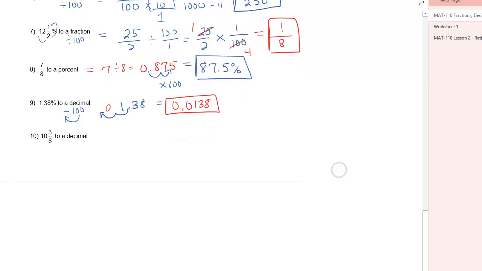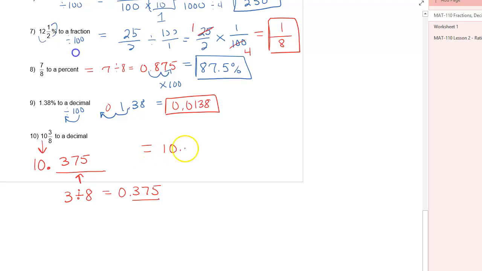All right, finally, we're going to change a mixed fraction to a decimal. Remember that the whole number part is what goes in front of the decimal. And to get what goes behind the decimal, we're just going to do in our calculator 3 divided by 8. And 3 divided by 8 is 0.375. So that's the part that goes after the decimal. So your final answer is 10.375.